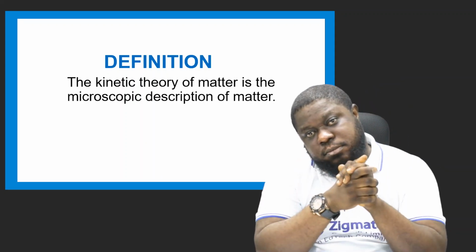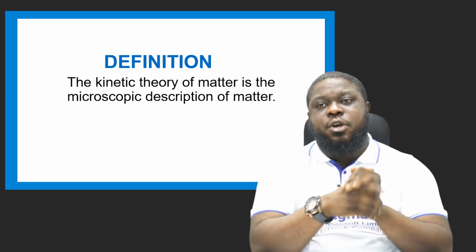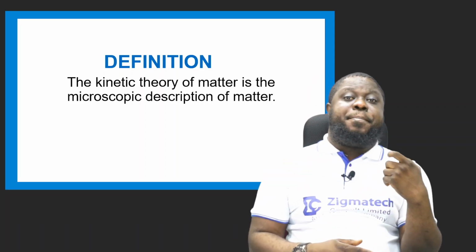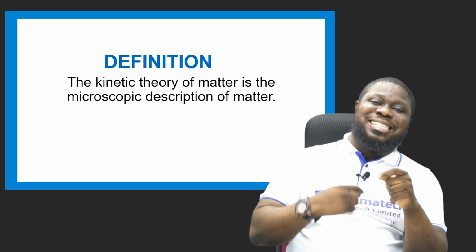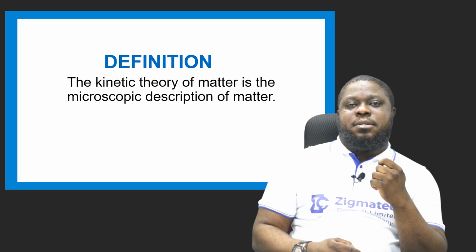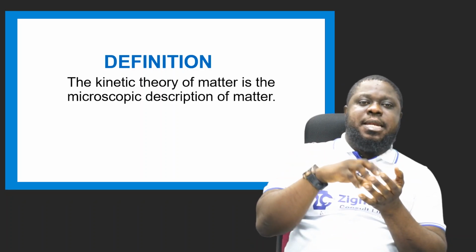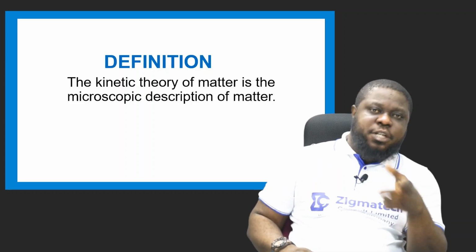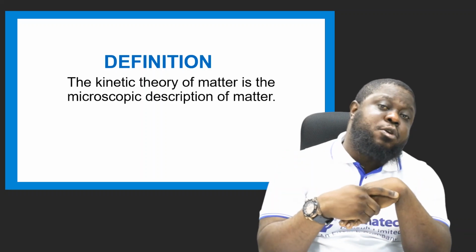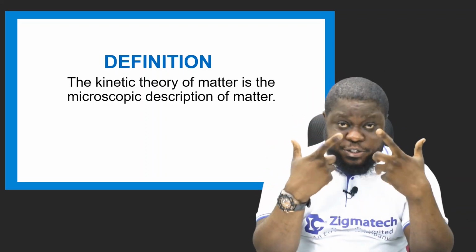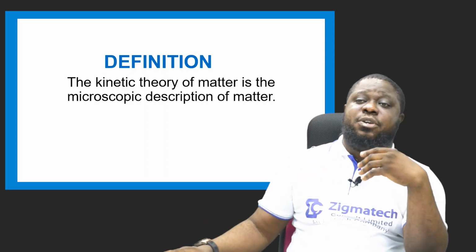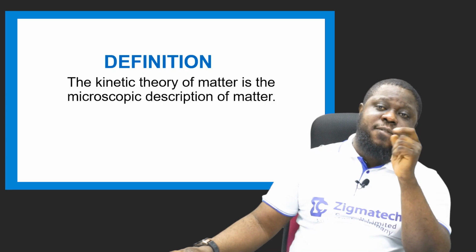The definition, as you have seen, is talking about the particles of matter, how the particles of matter can be described in the movement of change of state, because it is the particles that cause change of state. So how can you describe it microscopically? These things you cannot see in matter are the particles of matter. So the definition, like I said, is that the kinetic theory of matter is the microscopic description of matter.